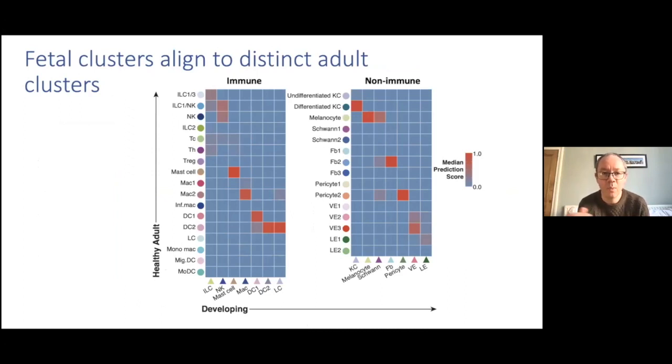So when we've found this population in healthy adult skin, we found it's expanded in disease states. How does this link with development? Interestingly, when we align our developing and adult skin populations, mostly we find what we would expect to find. Mast cells in developing skin align with mast cells in healthy adult skin. But interestingly, the developing macrophages align with this disease-enriched MAC2 population. Similarly, in the non-immune compartment, we find what we'd expect to find, but the vascular endothelial cells from developing skin align most closely with vascular endothelium 3, this disease-associated state.